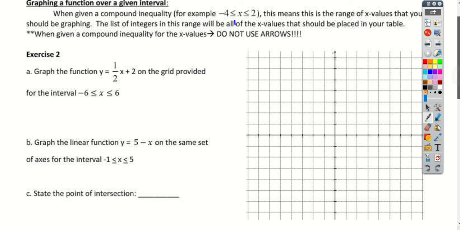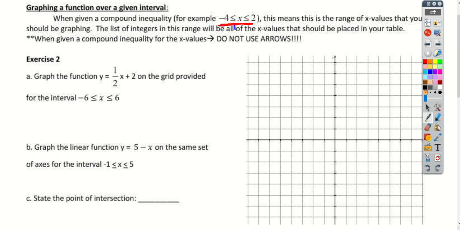So now, when you graph on an interval, for example, -4 is less than or equal to x less than or equal to 2, that means you're only going to graph the values of x for those specific x values, anything in that range from -4 to 2. We're not going to use arrowheads, and we're not going to extend past those x values. So look at graph A. I know the slope of this line is 1/2, so rise over run: rise is 1, run is 2, so up 1 over 2, or down 1, left 2, and the y-intercept is +2. So I'm going to graph this for anything from -6 to 6.